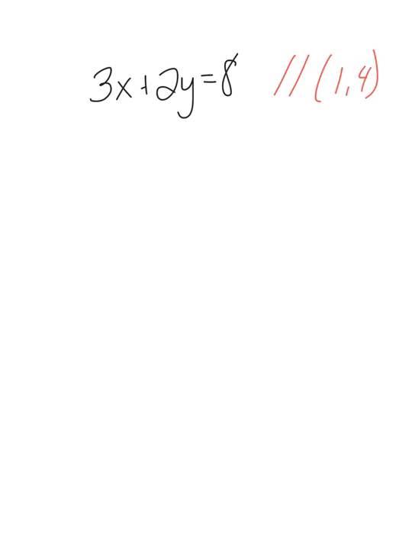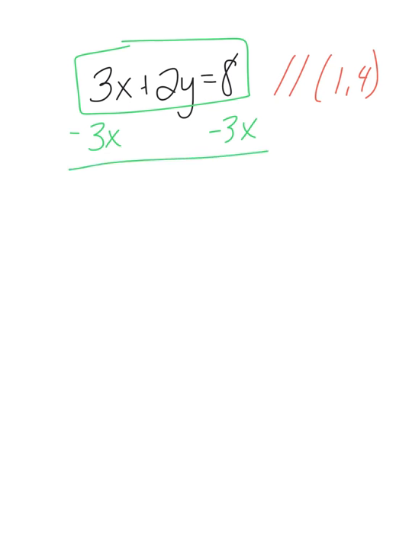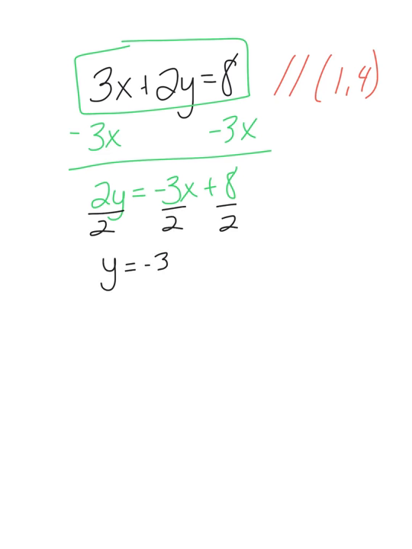So first, to find parallel, I have to figure out what the slope of the original line is. To find slope, I'm going to put it in slope-intercept. So I subtract 3x from both sides. That gives me 2y equals -3x plus 8. Then I divide everything through by a 2. So y equals -3/2 x plus 4. The only part that I need is my slope, which is -3/2.